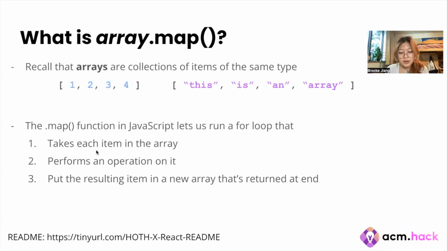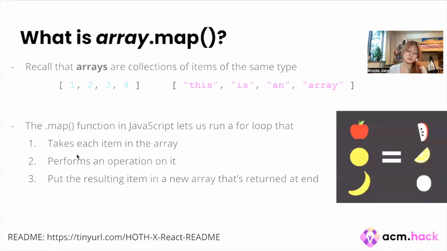Now, to explain array.map, let's first re-examine what arrays are. You might recall that arrays are collections of items of the same type. 1, 2, 3, 4 is an array. The strings "this is" and "an array" is an array. What the .map function does is that it lets us take in an array and it runs a for loop that goes through, grabs every item in the array one by one, performs some kind of operation on it, an operation that we're going to define for it, and it puts the resulting item into a new array that is returned at the end. So does it make sense?